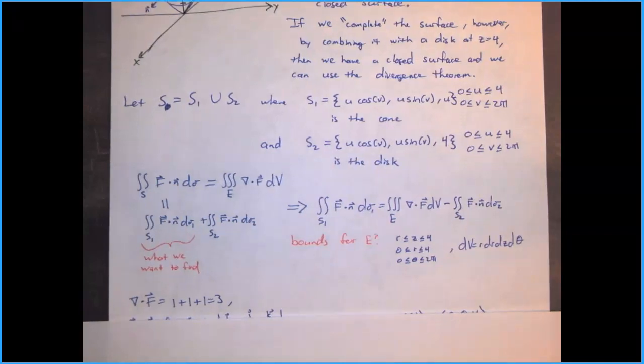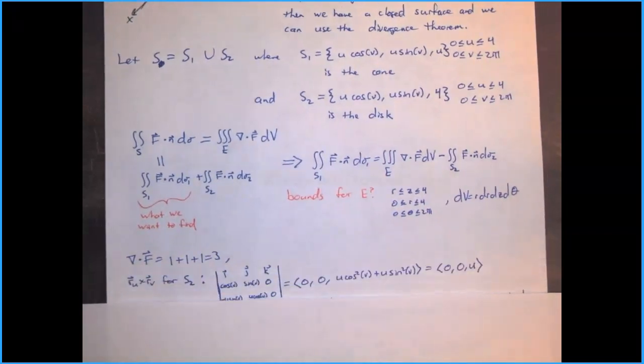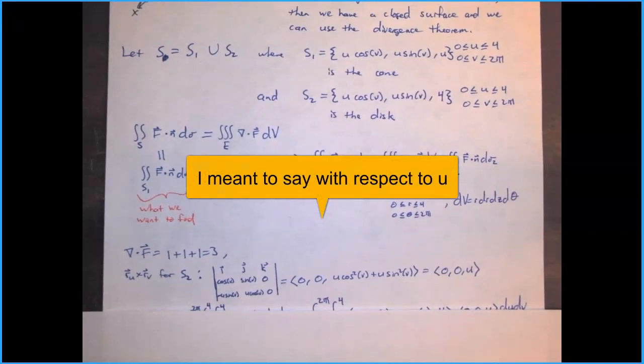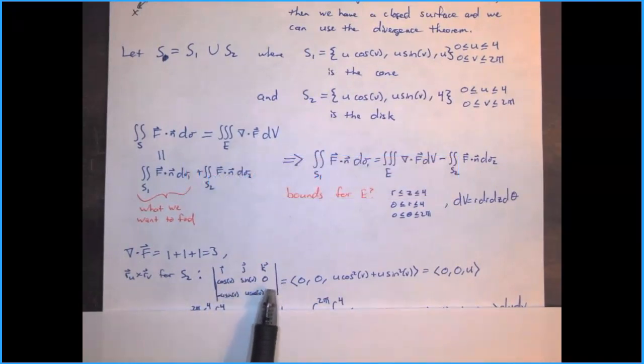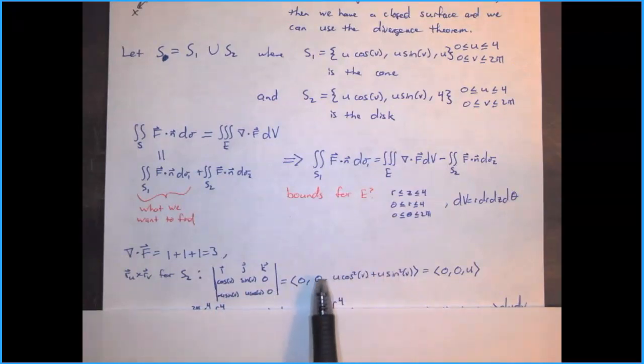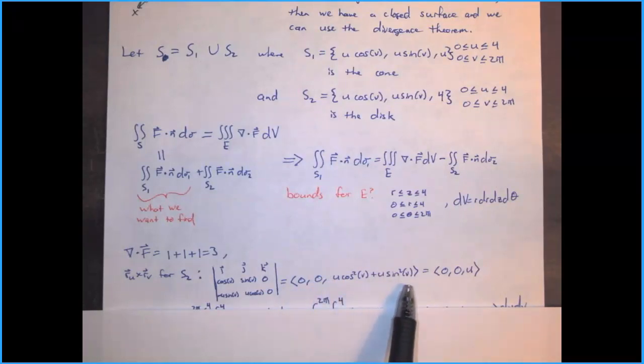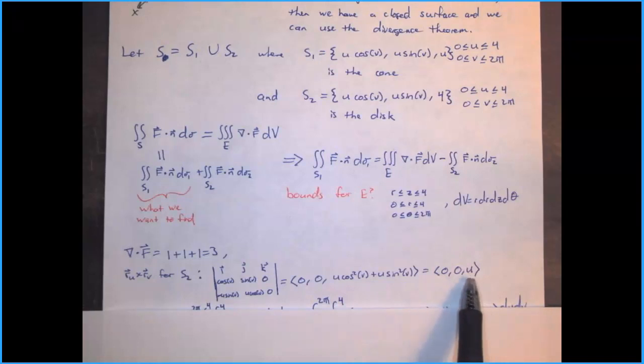I'm going to use the guess and check method. I'm just going to compute the partial derivative with respect to r crossed with the partial derivative with respect to v. So cosine v, sine v, 0 crossed with negative u sine v, u cosine v, 0. And then we'll make sure that it's pointing up. So the components of this cross product are 0, 0, and u cosine squared plus u sine squared. So really 0, 0, u.